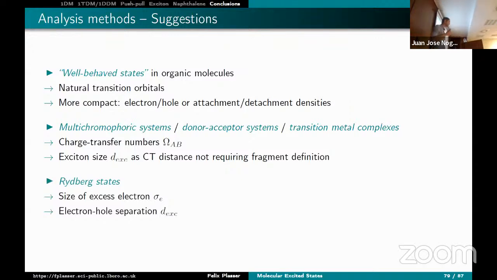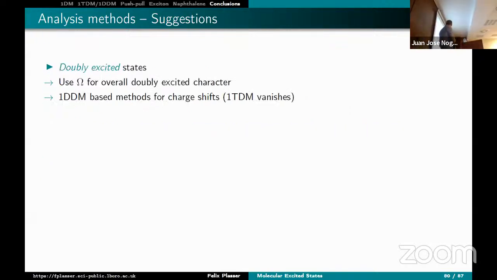For Rydberg states, we use the size of the excess electron, sigma e, to see how diffuse the Rydberg orbital is. That way, we can also see valence-Rydberg mixing and stuff like that. And we can use the electron-hole separation. That also works for Rydberg states. The electron-hole separation is also a nice thing.